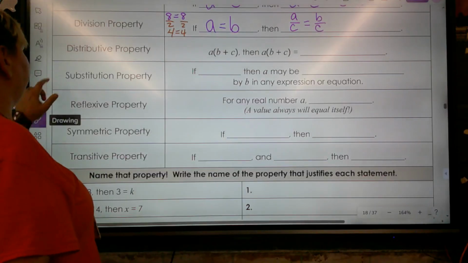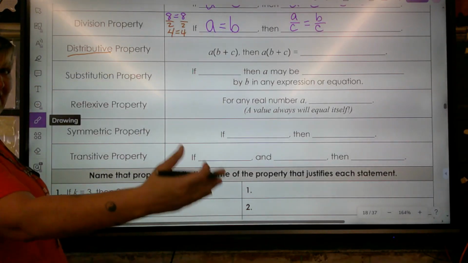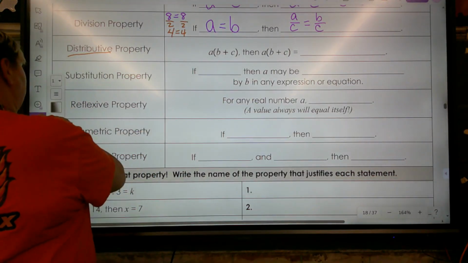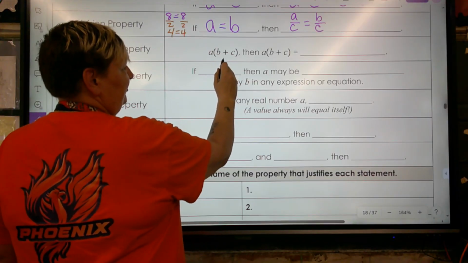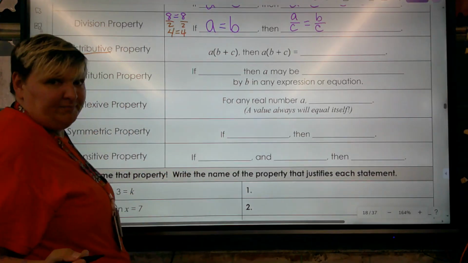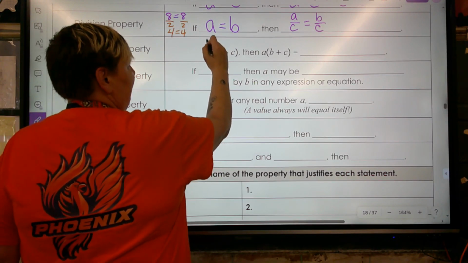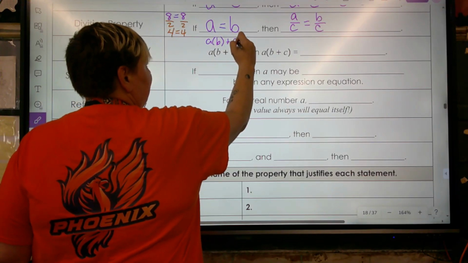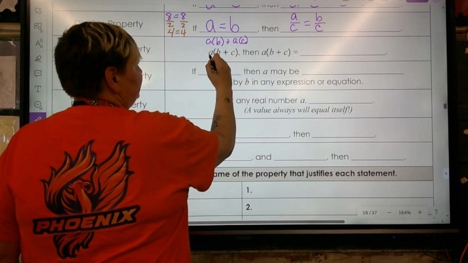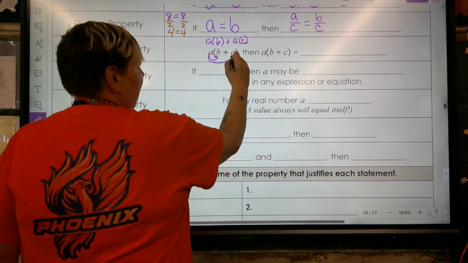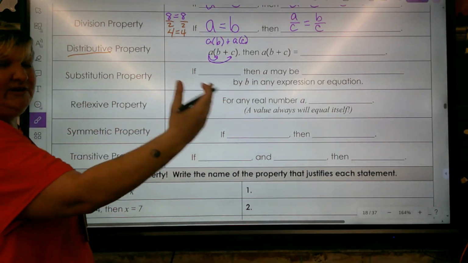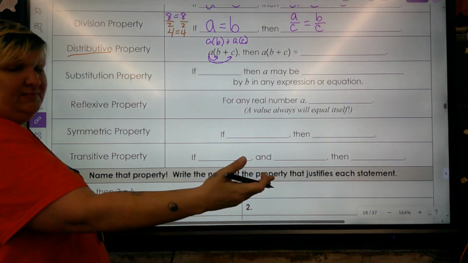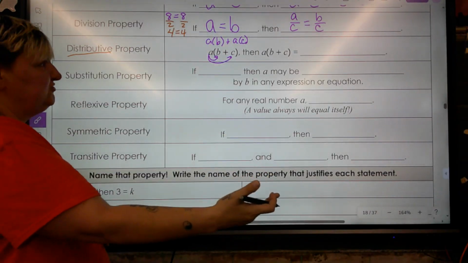All right, distributive property. To distribute, to share out, means if you have something outside the parentheses, you can share it inside the parentheses by multiplying. You could do A times B plus A times C. You're just distributing it, A times B and A times C. You're distributing the A. You're sharing it. I have an A. I'm sharing it with B by multiplying. I'm sharing it with C by multiplying.